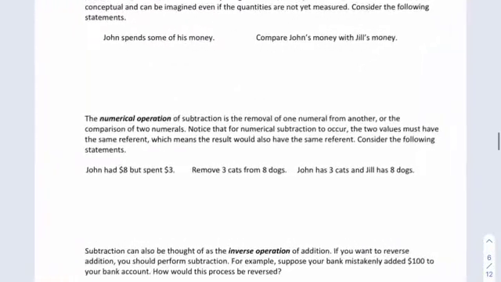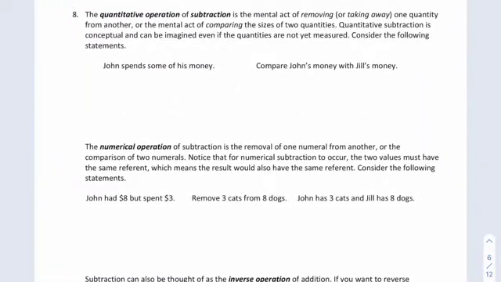Okay, so that's all we're going to be saying about addition, at least the strategies and the meanings and the models for addition. Let's move over to subtraction of whole numbers. The quantitative operation of subtraction is the mental act of removing or taking away one quantity from another, or the mental act of comparing the sizes of two quantities. Quantitative subtraction is conceptual and can be imagined even if the quantities are not yet measured. Right? That was the same as for addition.